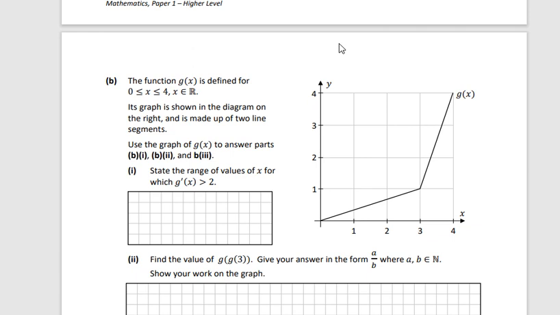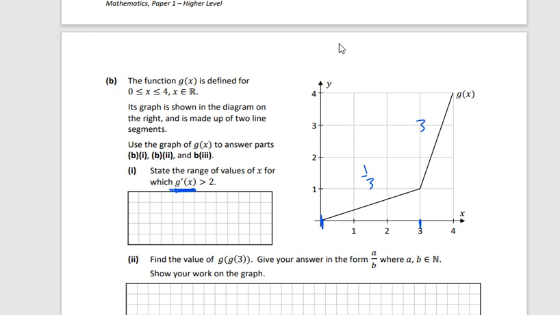Now this part is a bit trickier. G dash x, all G dash x means is the slope. Okay, so if we're talking about the slope here from there to there, you're talking about the rise over the run for the slope. So the rise over the run there, it goes up 1 for every 3 it goes across. Therefore, the slope is 1 over 3 from 0 up to 3. But then from 3 to 4, it's not that anymore. It's going to go across 1 and up 3. So the slope there is actually 3 over 1 or 3.